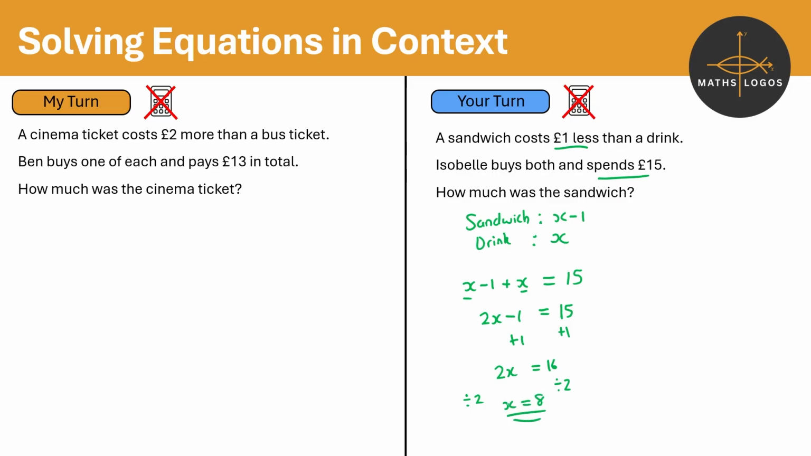Just make sure you're always answering the question. So if you go back and see what x was, well, x was the drink, so we know that this is equal to 8. So x subtract 1 must be equal to 7. So we want to go back and make sure we've actually answered the question. How much was the sandwich? Well, the sandwich was £7.